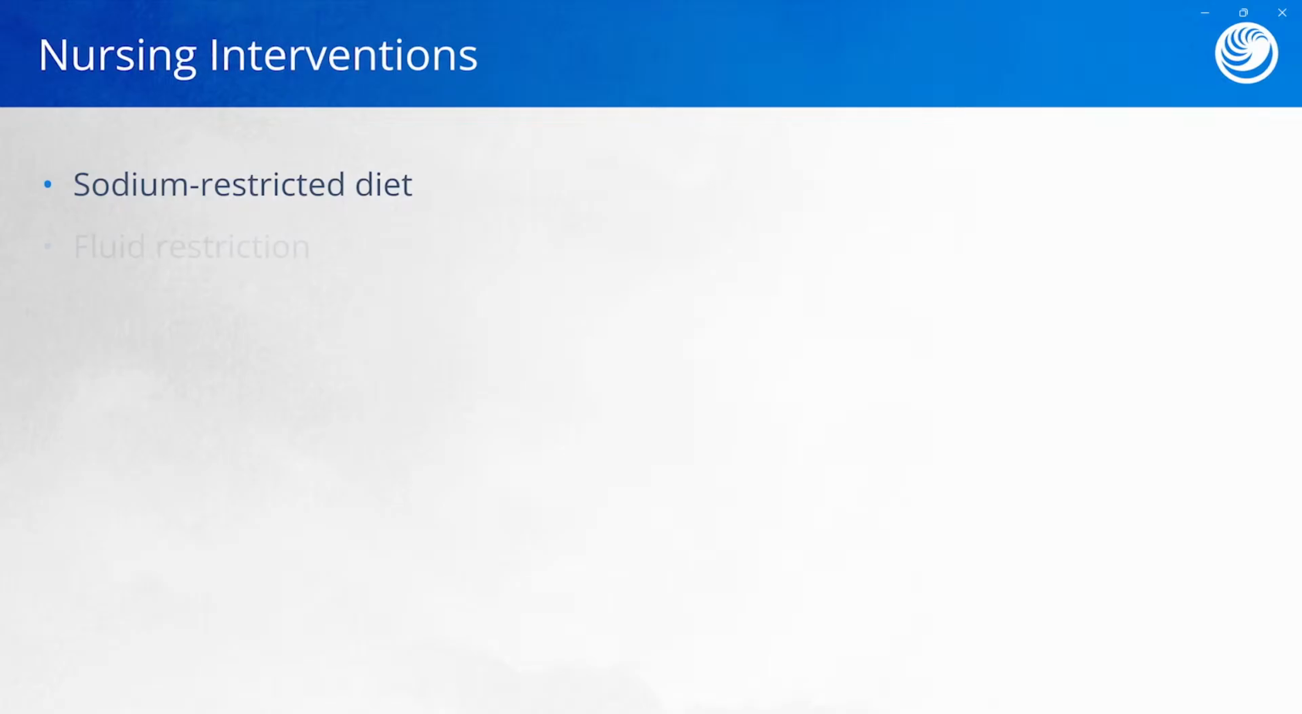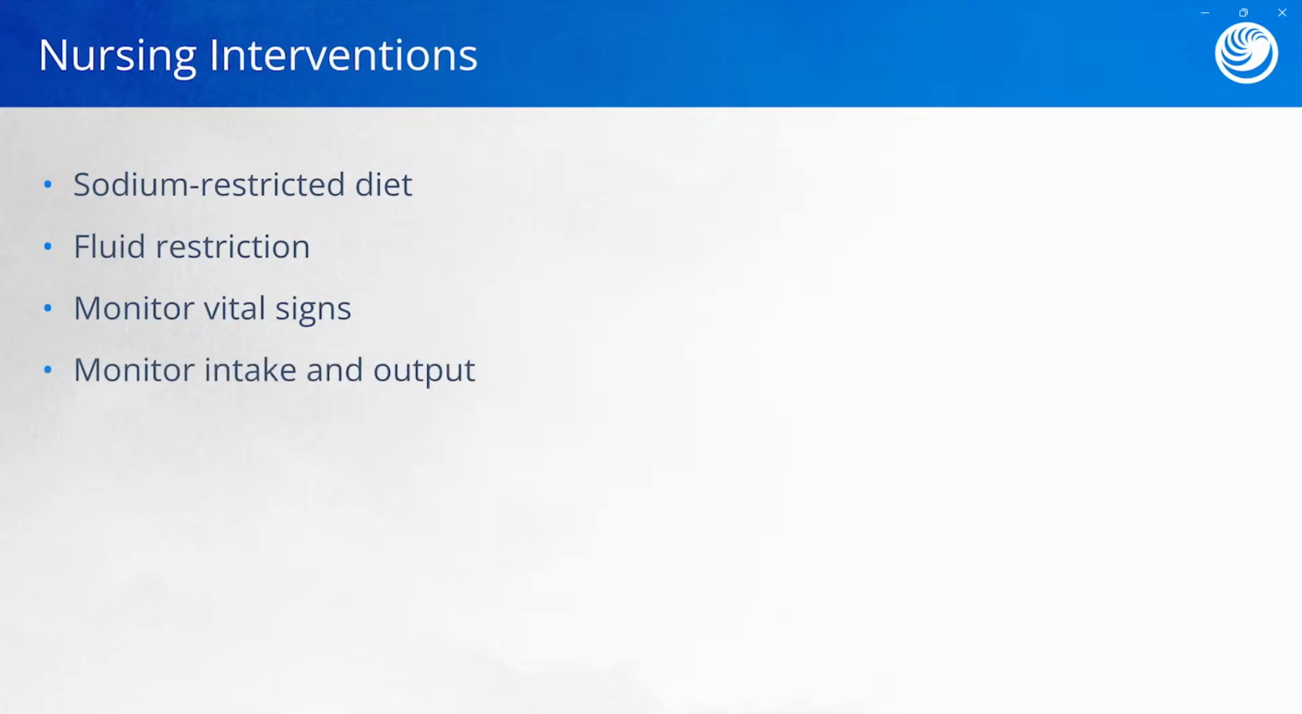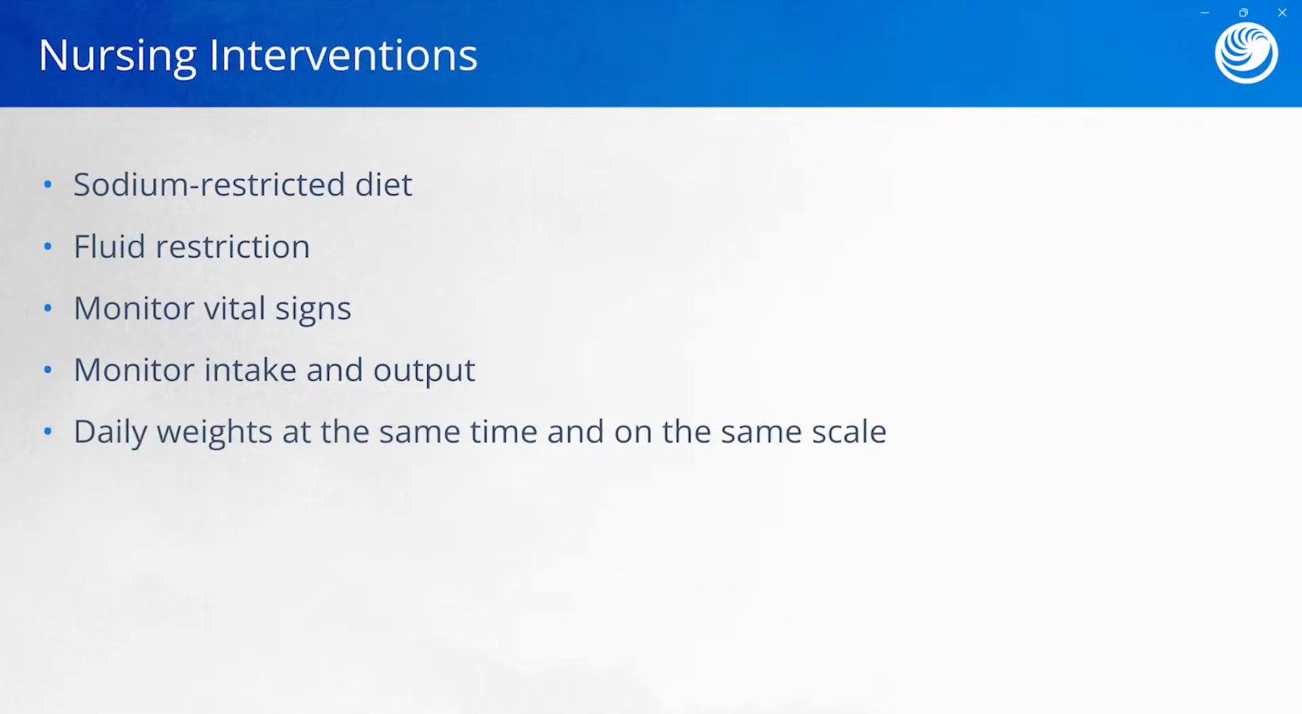We will also implement fluid restrictions, monitoring those vital signs for changes such as the increase in blood pressure, increase in heart rate. Vigilant intake and output documentation must be done. We need to know how much has gone in, how much is coming out. This is also in relationship to those daily weights. Using the same scale every day is important because some scales can differ. And as we've noted before, every ounce matters.